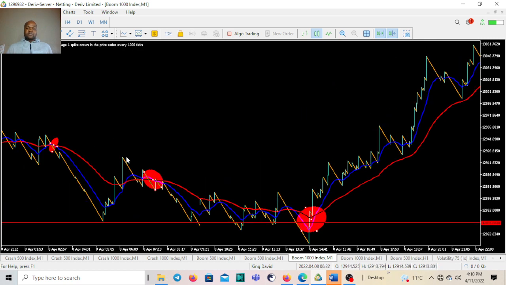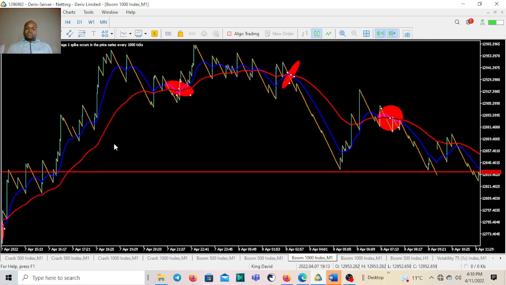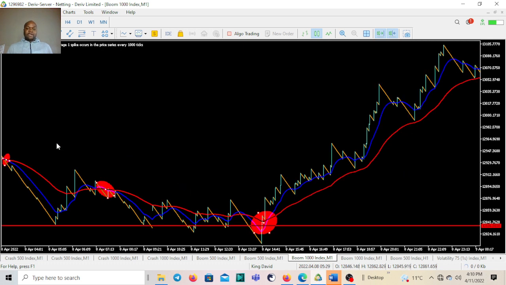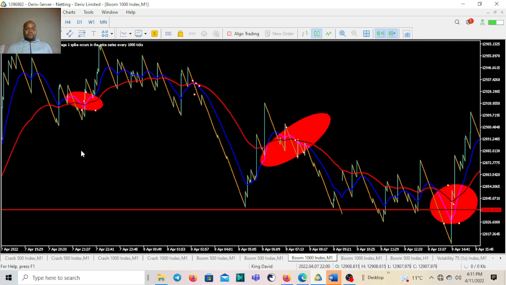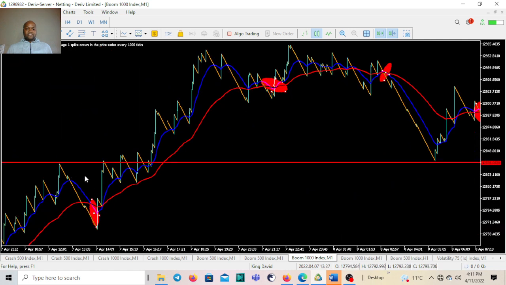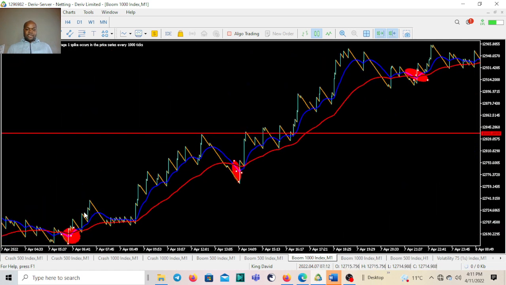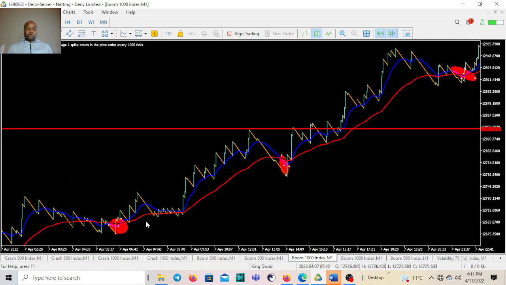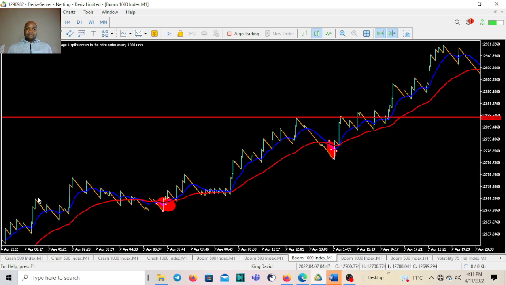That's how simple this strategy is. This strategy works perfectly, especially when the market is trending. When the market is ranging, it's not that effective. But when the market is trending, it works perfectly. So you can see these are all good examples of a buy. You can see the market will move up.